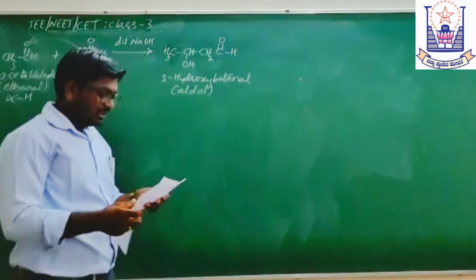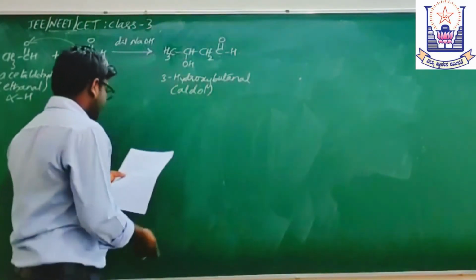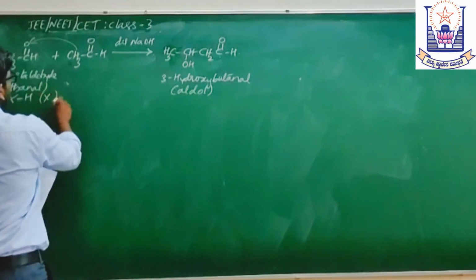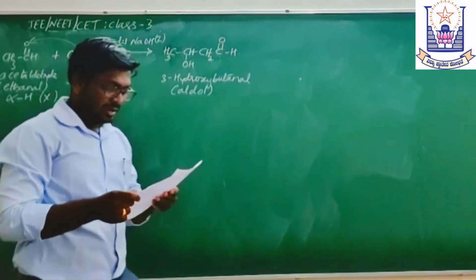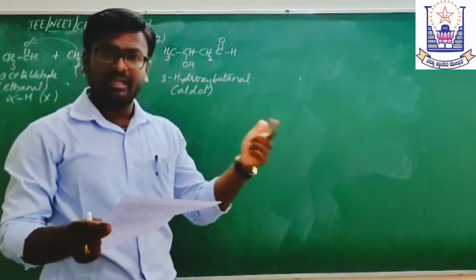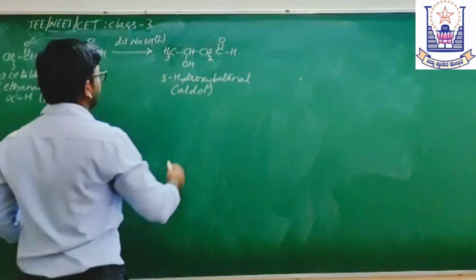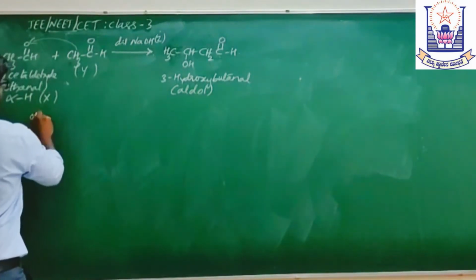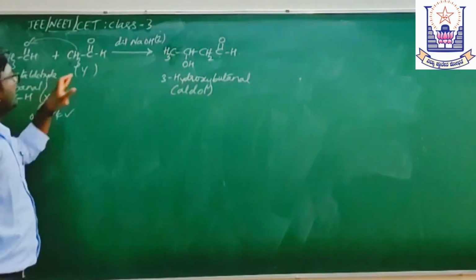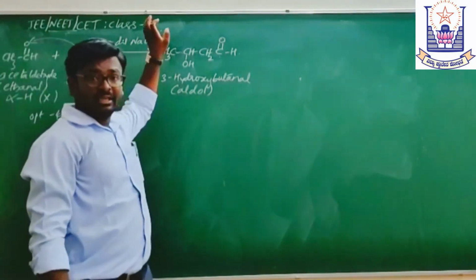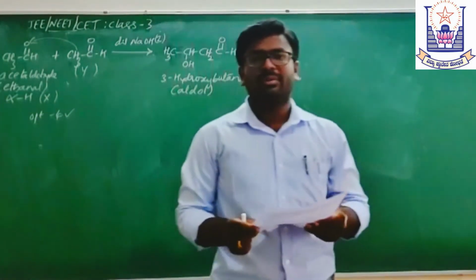Okay, what are the suitable options here? Take the X, this is X, this is Y, this is Z. So X, Y, Z are acetaldehyde and NaOH. Therefore option 4 is the correct answer, where X is acetaldehyde, Y is also acetaldehyde, Z is dilute NaOH. Okay, go for question number 22.